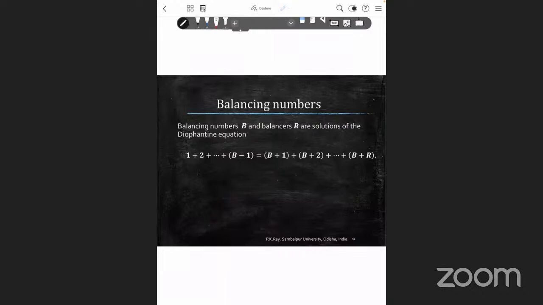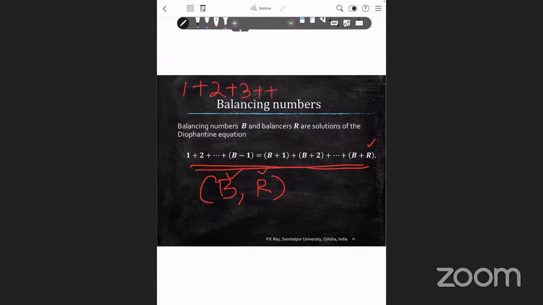The balancing number B and the balancer R are solutions of the Diophantine equation. As I said, Diophantine equation means the solutions of that equation are integers only. This is the equation: 1 plus 2 up to B minus 1 is equal to B plus 1 plus B plus 2 up to B plus R. If we solve this equation, we will get a pair B and R, and this B is called the balancing number, and R is called the balancer corresponding to the balancing number B. For example, let us take B is 6. From the definition, it is 1 plus 2 plus 3 plus 4 plus 5.